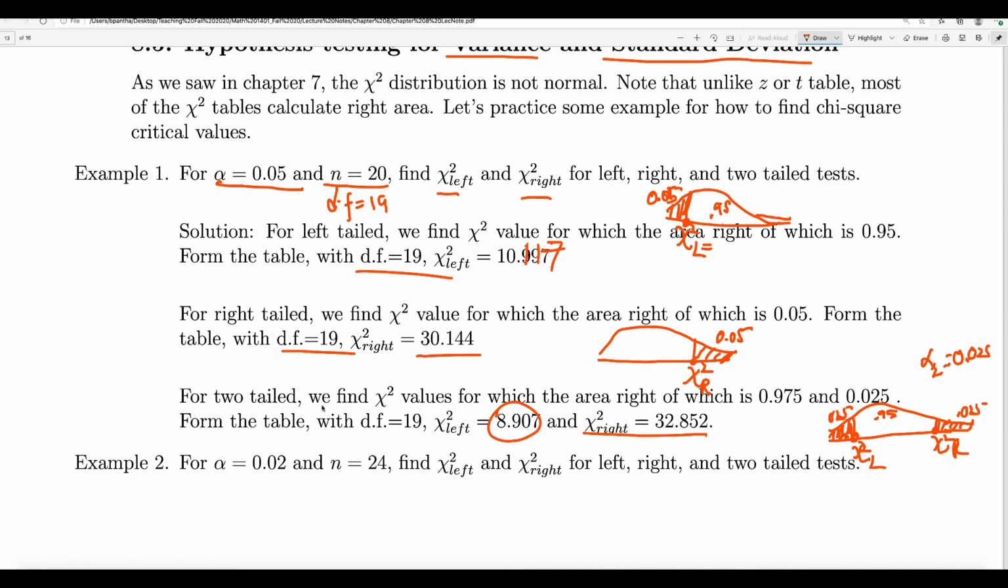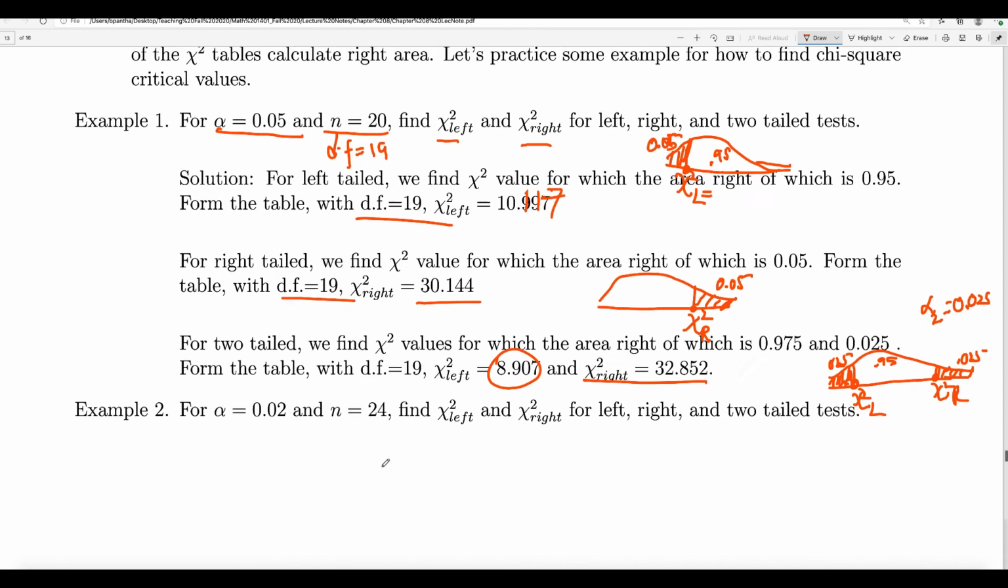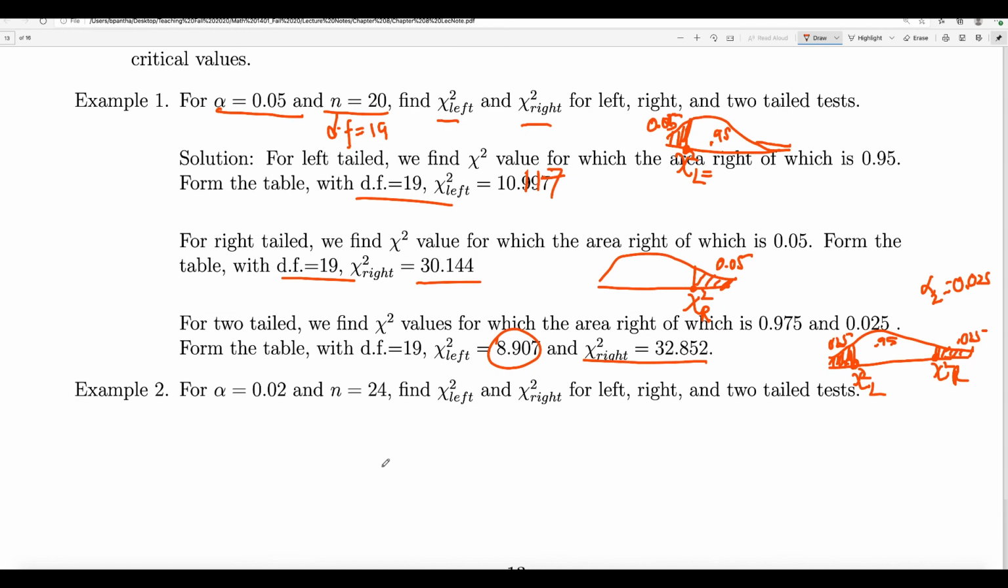Let us look at example number 2. It is similar, but I want to make a little change here because we cannot find 0.02; there is no table value. So I am just giving 0.01, okay? Alpha equals 0.01, n is 24. So the degrees of freedom will be 23, right?